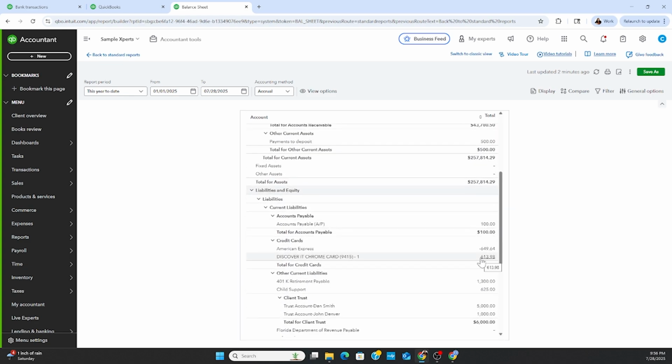Other things to look for is a negative liability. So American Express is negative.